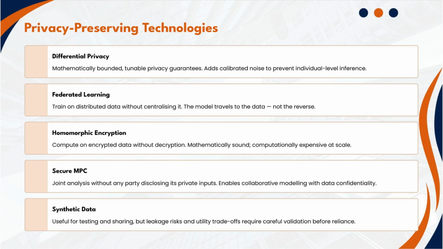And synthetic data. Generate artificial data that mirrors the statistical shape of the real thing without being any real person's record. So the point I'd leave you with, privacy in AI isn't a checkbox. It's an engineering choice made early with real trade-offs. Retrofitting it is far harder than building it in.